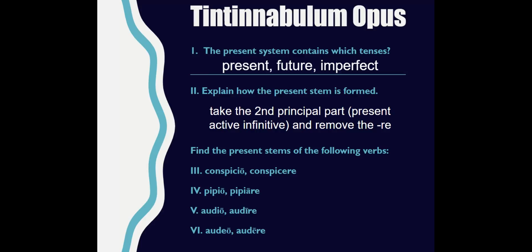So using the explanation that you just gave, I asked you to find the present stems of the following verbs. So all we do is we take the second form of the verb written in the number and remove the RE. So it is going to be conspicie, pipia, audi, and aude. Okay.